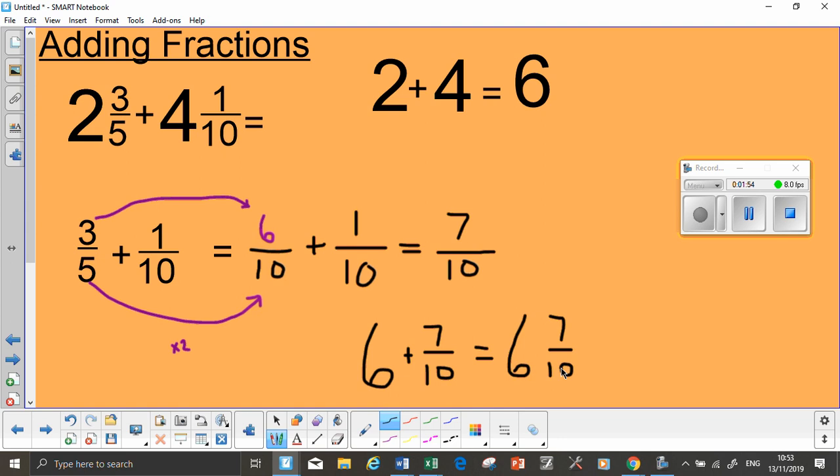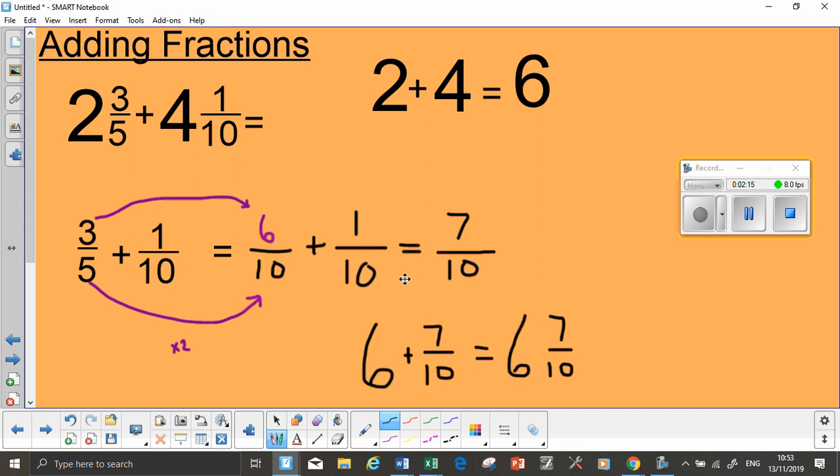So just to recap, this is method 1 on how to add fractions. I had 2 wholes and 3/5, add 4 wholes and 1/10. I separated my wholes, so I had 2 add 4 equals 6. I then had to convert my fractions to have the same denominator. So 10 was my lowest common denominator because 10 is a multiple of both 5 and 10.